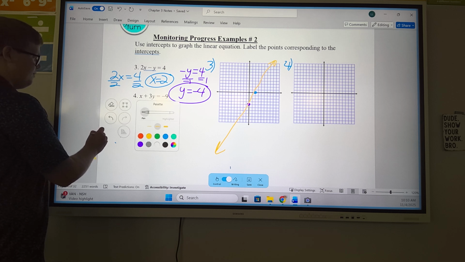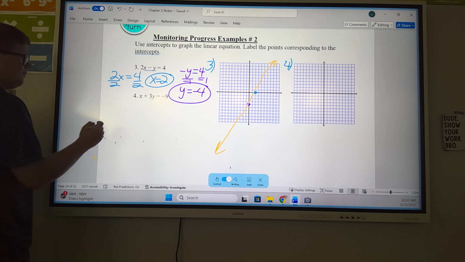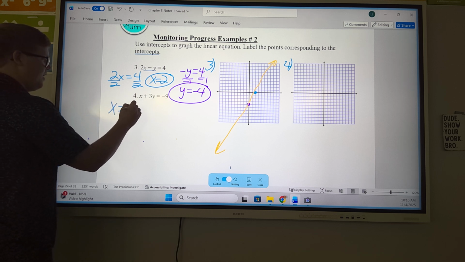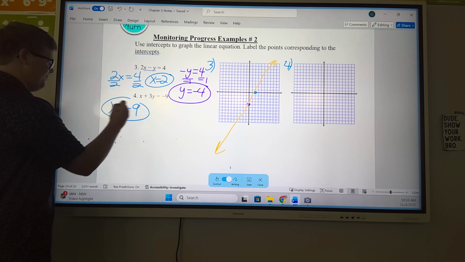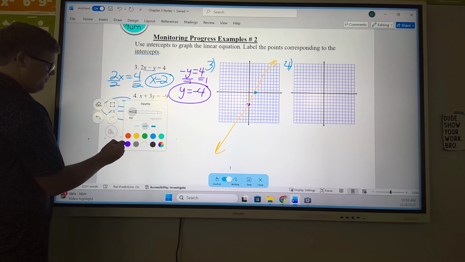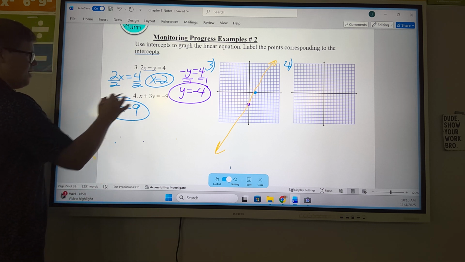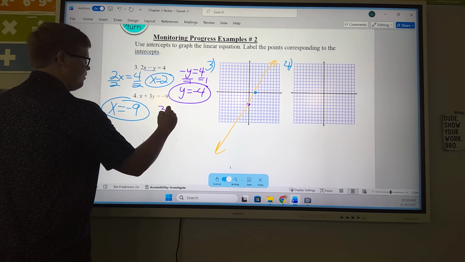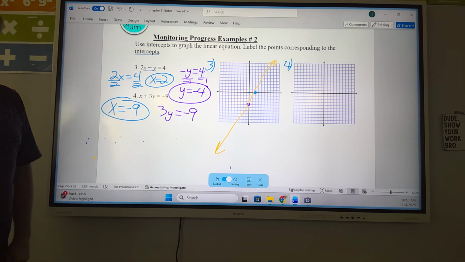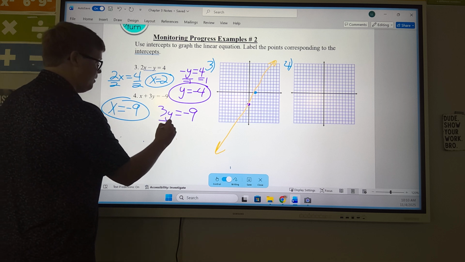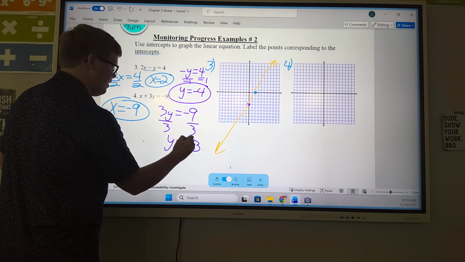We're going to solve 4. Our x-intercept, if we plug 0 in for y, we're left with x equals a negative 9. Nothing to solve, our x-intercept's already done for us. Pretty simple. Okay, now we're going to do our y-intercept. Put 0 in for x, we're left with 3y equals a negative 9. In order to solve for our y-intercept, we need to divide by 3. Y equals a negative 3.